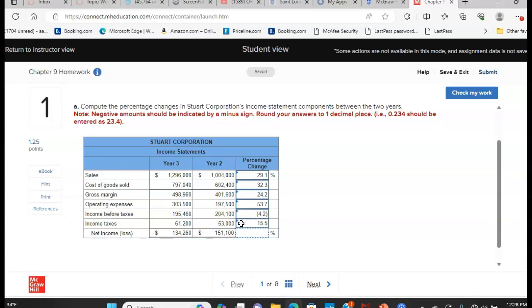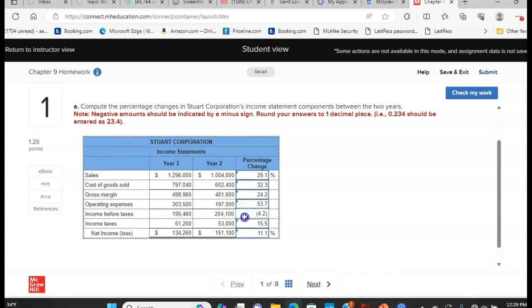Okay? And then for our net income decrease, it was 151,100 minus 134,260, a decline of $16,840. So take the 16,840, divide that by the 151,100, and that'll give us 0.1114, which would be 11.1%, rounded to the nearest decimal.